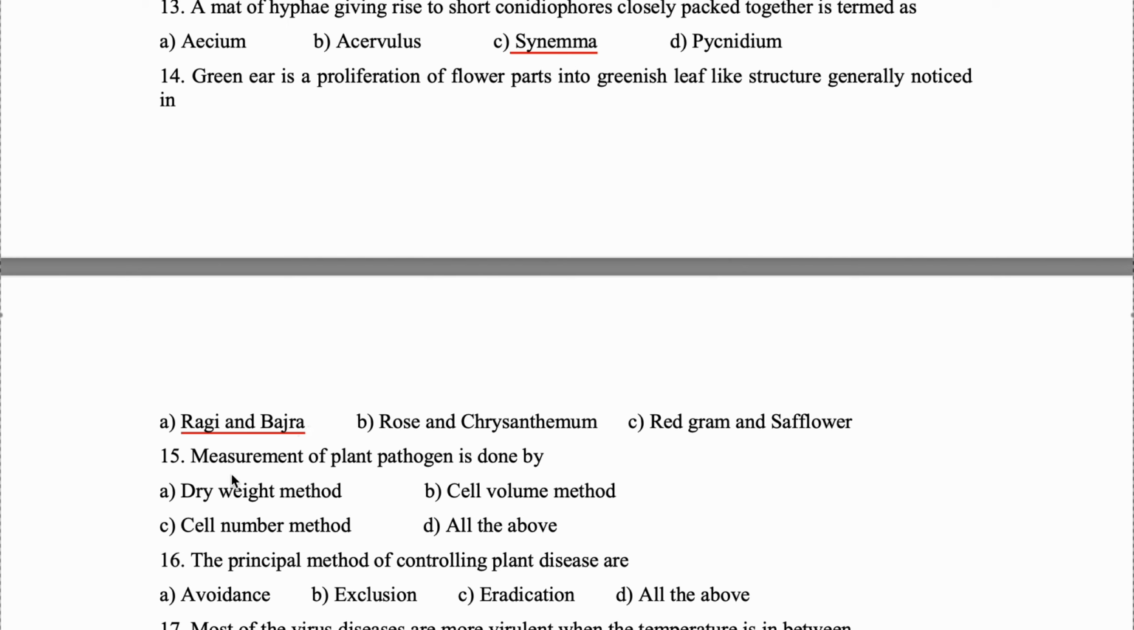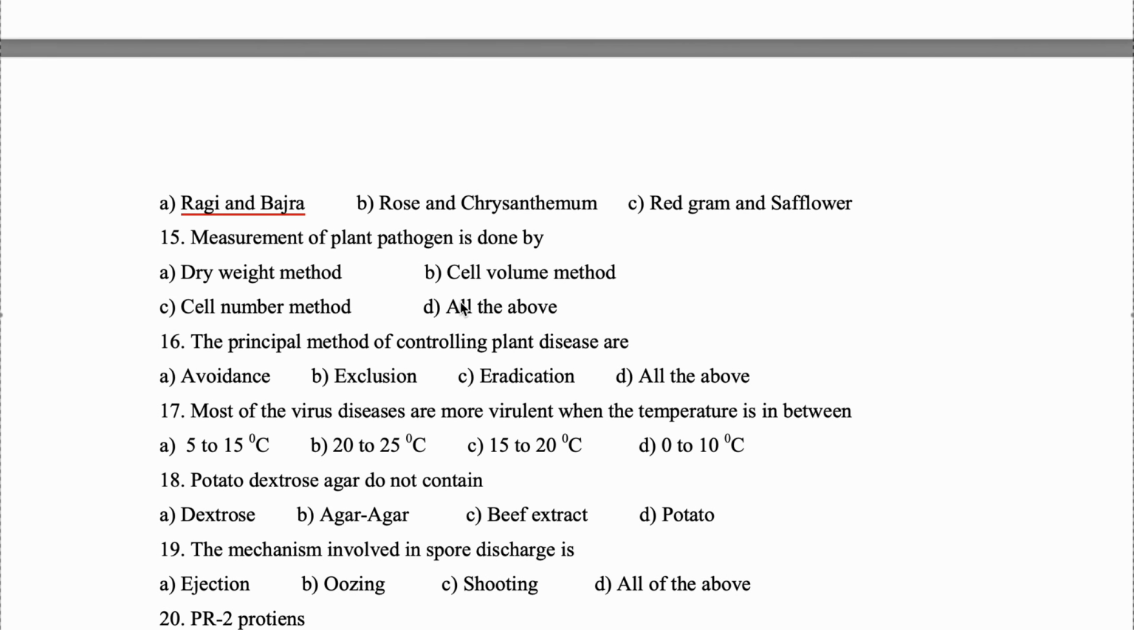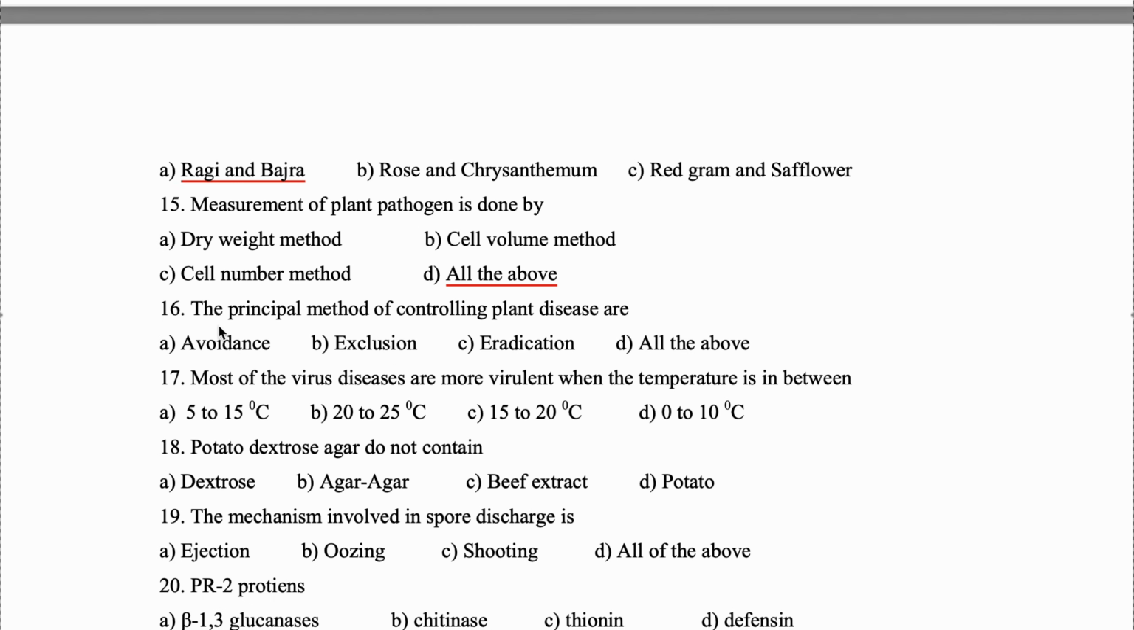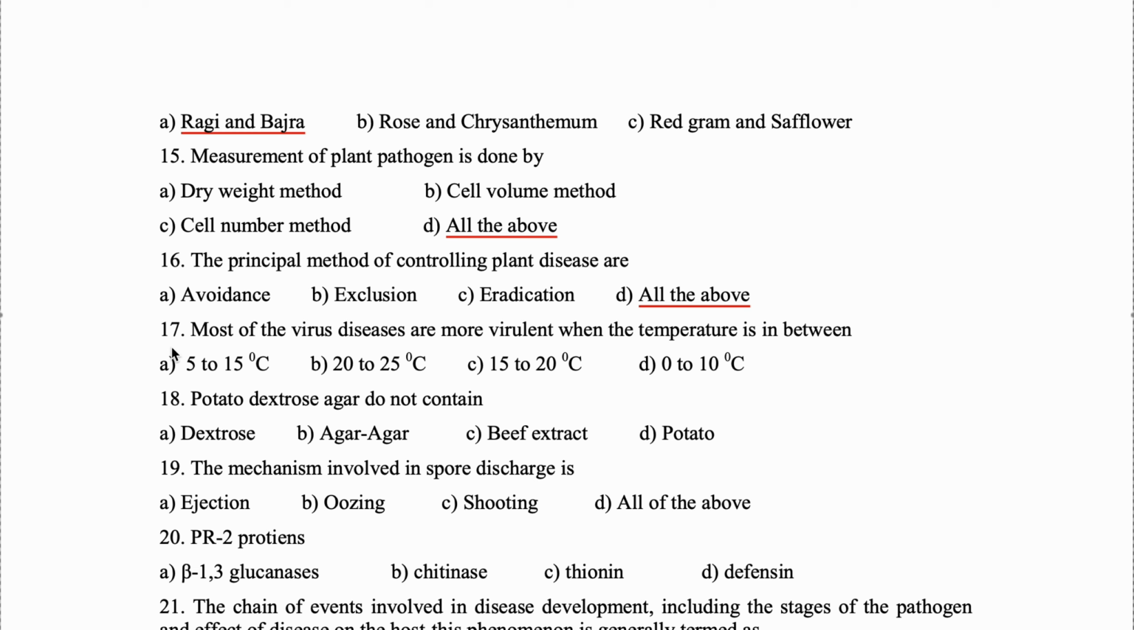Question number 15. Measurement of plant pathogen is done by: 1. dry weight method, 2. cell volume method, 3. cell number method. All the above answers are correct. All the measurements are used to measure plant pathogen. Question 16. The principal methods of controlling plant diseases are avoidance, exclusion, eradication. Again, all are right.